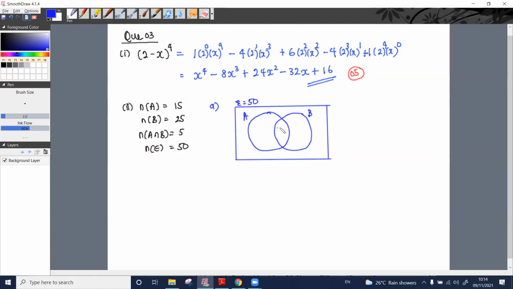A intersection B means this particular region, right? The area common to A and B, there are how many observations? 5. 5 observations are there, right? Number of elements in set A is 15. It means within this circle of A, set A has 15 observations, right? If you look into this, there are 2 parts in set A.